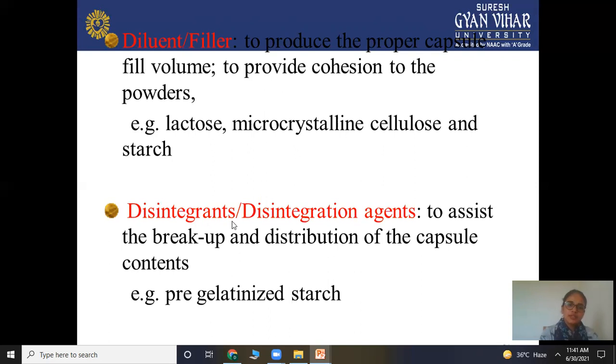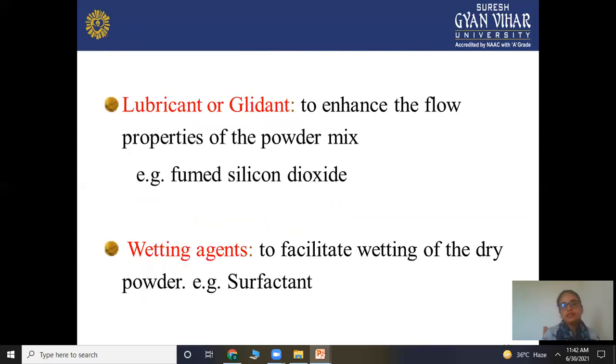Next is disintegrant or disintegrating agents. These assist the breakup and distribution of the capsule content. Pre-gelatinized starch is used as a disintegrant to improve the breakup and distribution of the capsule content. Next is lubricant or glidant. This is mainly used for improving the flow property or reducing friction of your particles. The lubricant and glidant enhance the flow property of the powder mix. An example is fumed silicon dioxide.